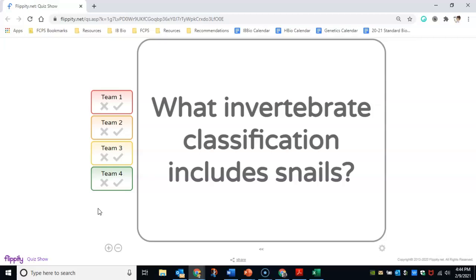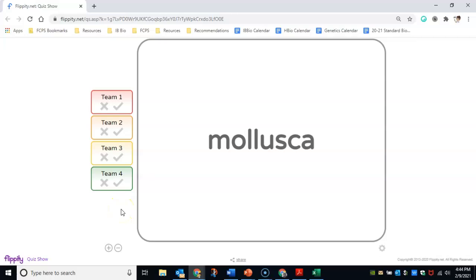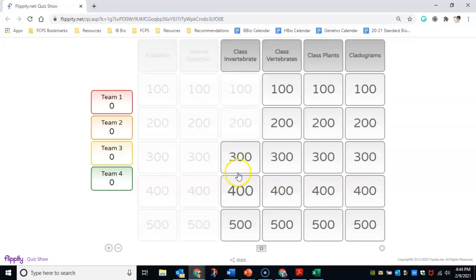For 200, this is how they're all pretty much going to be. What invertebrate classification includes snails? So think only about snails. Think about those shells. Mollusks. You guys had a question about this on one of your tests this year, so hopefully this wasn't brand new information.